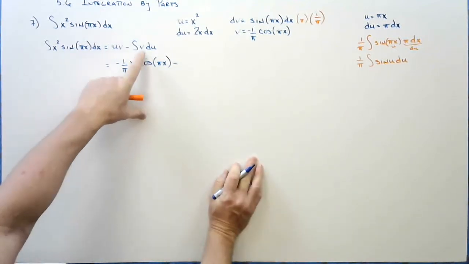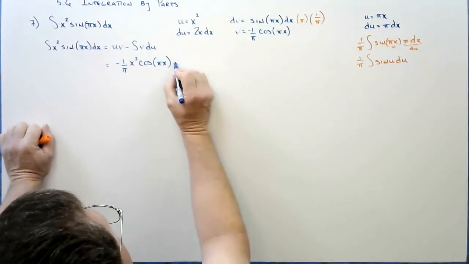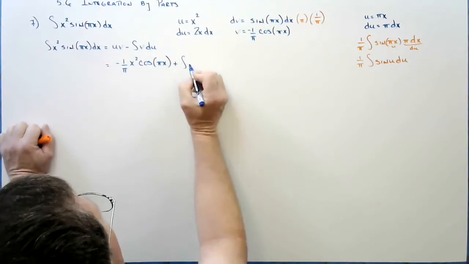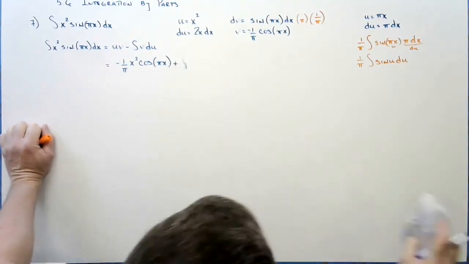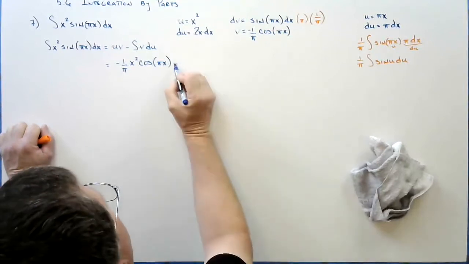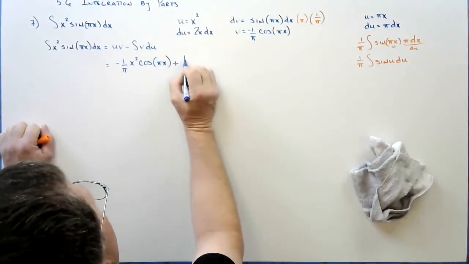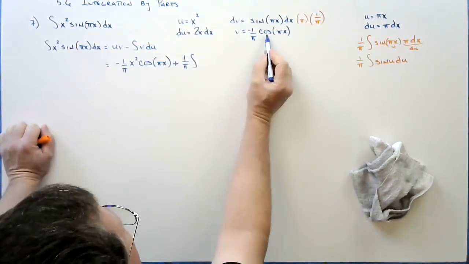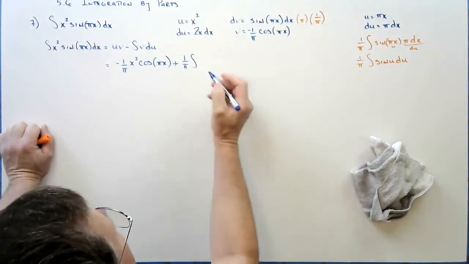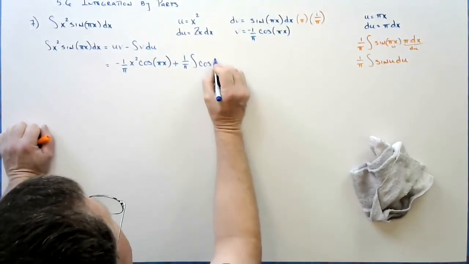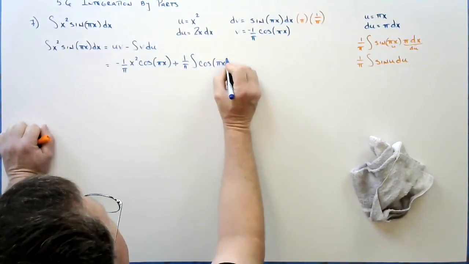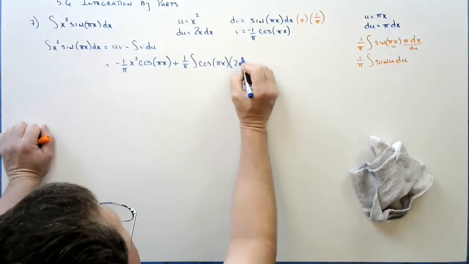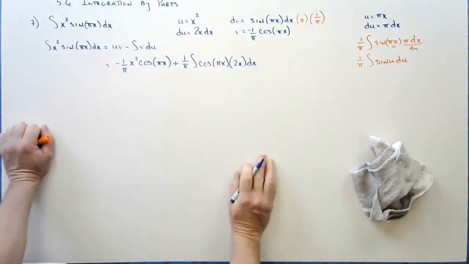Minus the integral of v. V already has a negative sign, so that's going to turn that into a plus. Two negatives make a positive. We're going to get the integral. Well, let's go ahead and put the constant out front. So we're going to have plus. Our constant is 1 over pi. We have the integral. And then we have v, which is cosine pi x. So that's going to be cosine of pi x times du. Now du is going to be 2x dx.